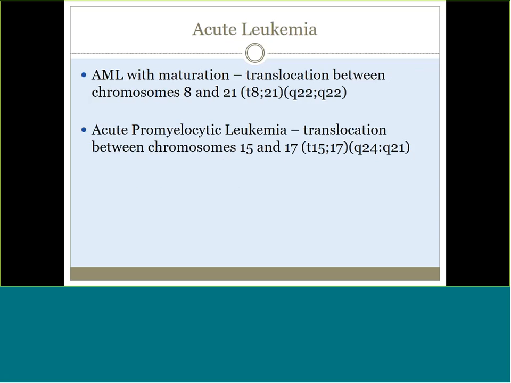All right, some other translocations. There's AML with maturation. That's the name of the leukemia that has a translocation of chromosomes 8 and 21. I'm not going to really test you on that. It's just a mention, so don't worry about it. There is one that we will definitely test on in the future, and that's acute promyelocytic leukemia. That has a known translocation of chromosomes 15 and 17. I do ask that you remember that it's a 15 and 17 translocation that creates acute promyelocytic leukemia.